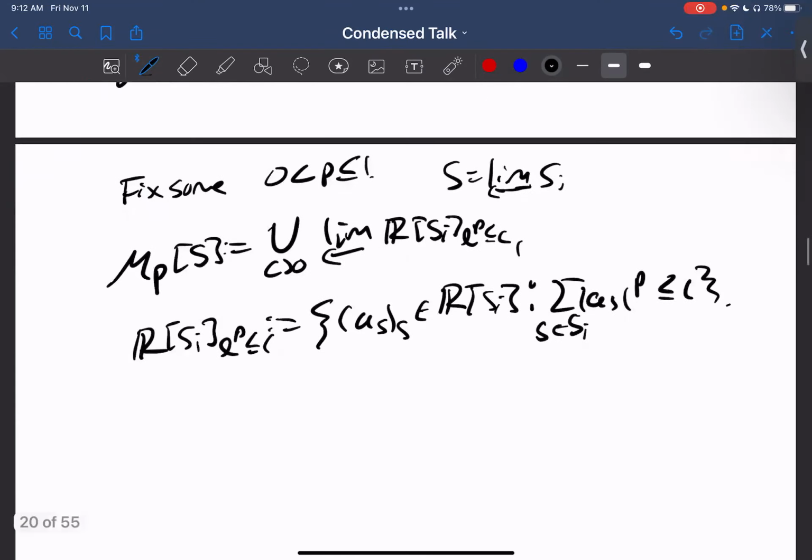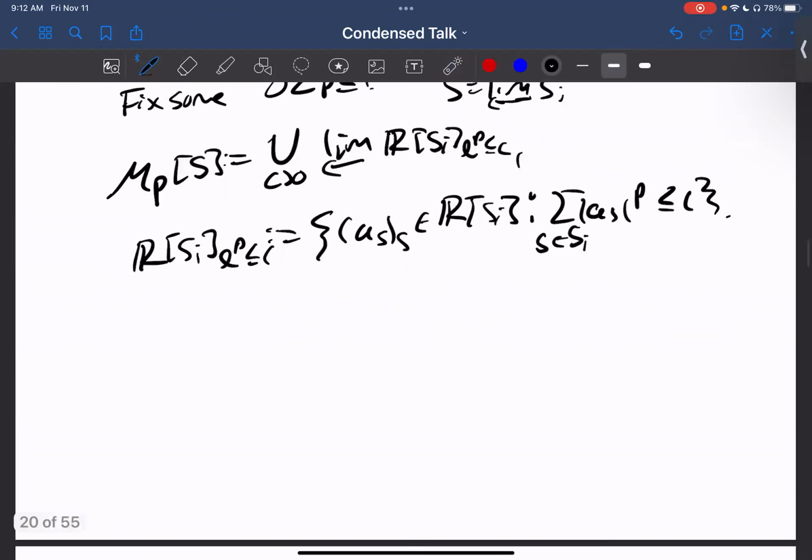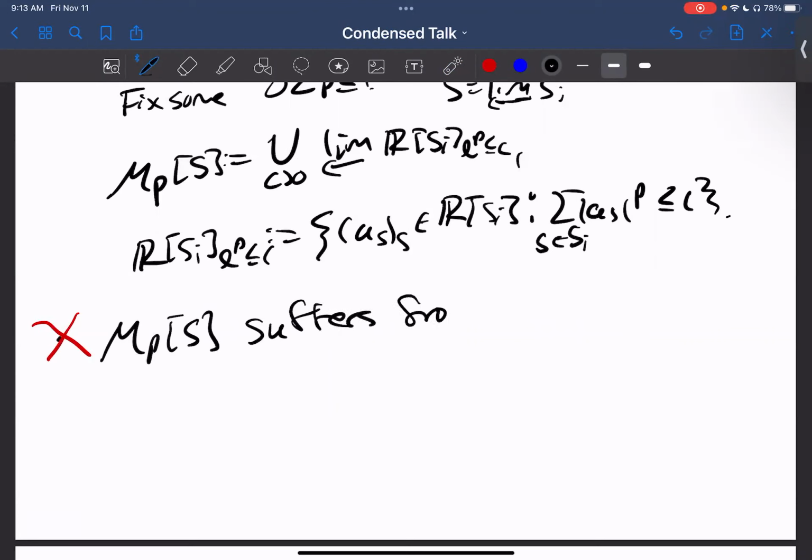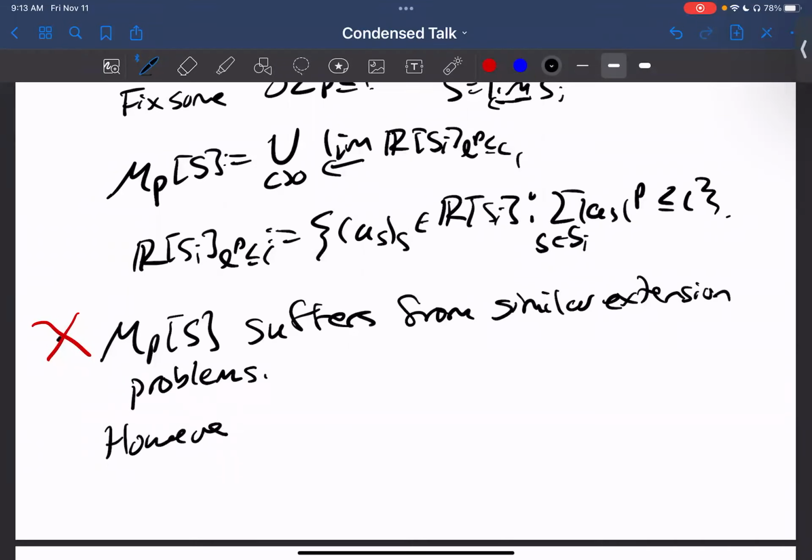So here we're thinking of some sort of assignment to each clopen of some measure such that the ℓ^p valuation of it, so the norm in ℓ^p, is going to be less than infinity, which is really what this is going to give us. But this again does not work. M_p of S suffers from similar extension problems. However, the situation can be saved.